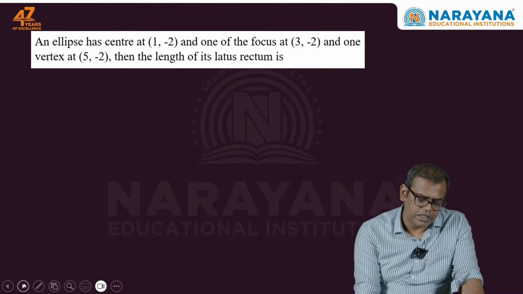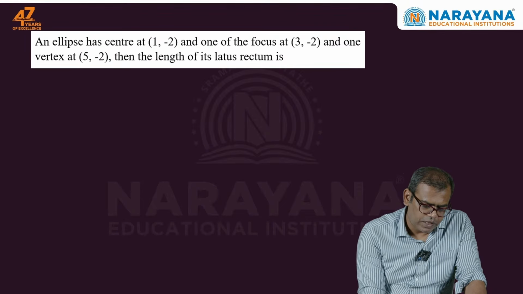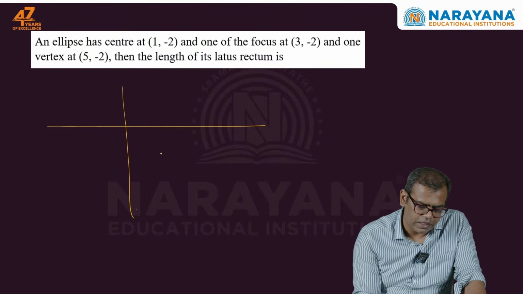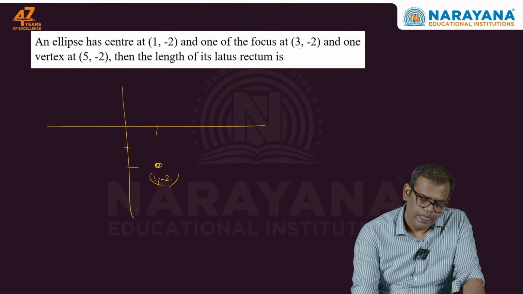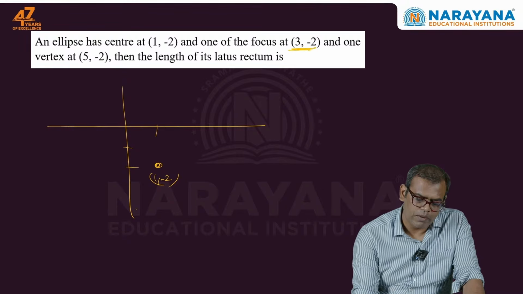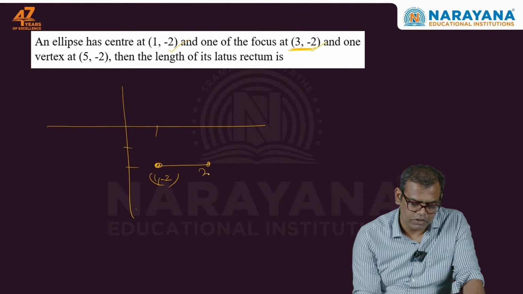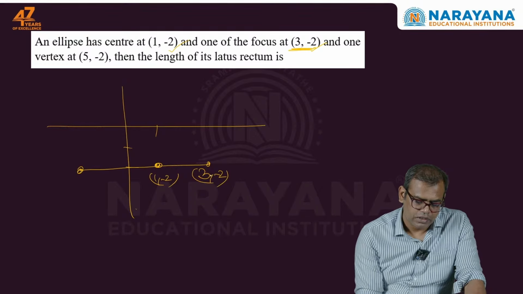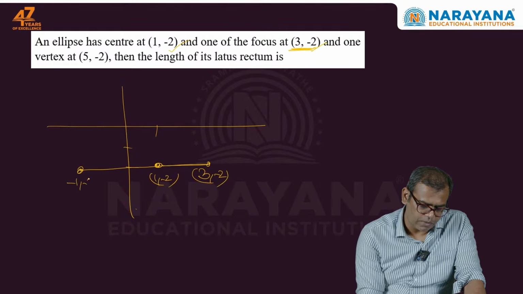Then an ellipse has the center 1 comma minus 2, and one of the foci is at 3 comma minus 2, and one of the vertices is at 5 comma, this is a very easy question, right. The ellipse has the center 1 comma minus 2. Look at the observation: one of the foci is 3 comma minus 2, so their ordinates are the same, minus 2 and minus 2. So another focus will come in the opposite direction. Here it came 2 units right, then come 2 units left, so minus 1 comma minus 2 will come.